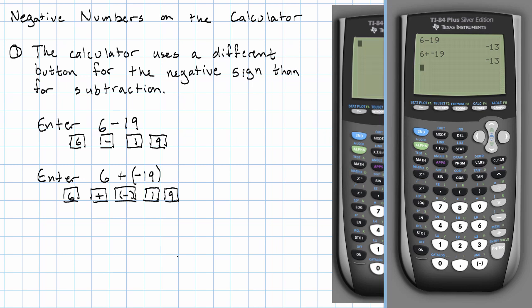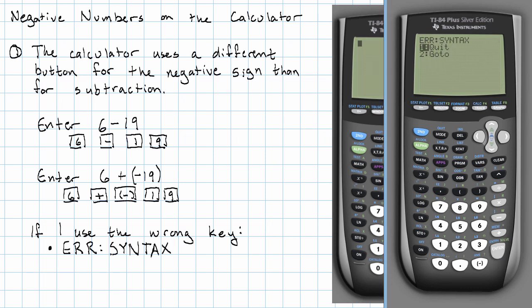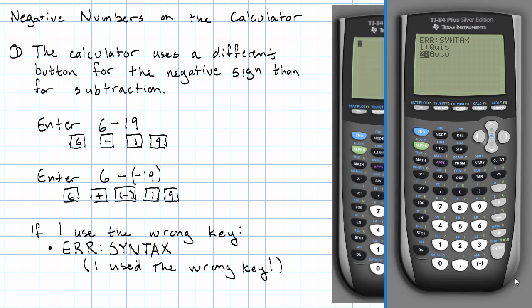If I enter the subtraction sign when I want the negative sign, one of two things will happen. If I were to enter 6 plus subtract 19, I would get a syntax error. That always means I've used the wrong key. I have the option now of choosing quit or choosing go to, which will put the cursor over my mistake, and I can change that to the correct sign.